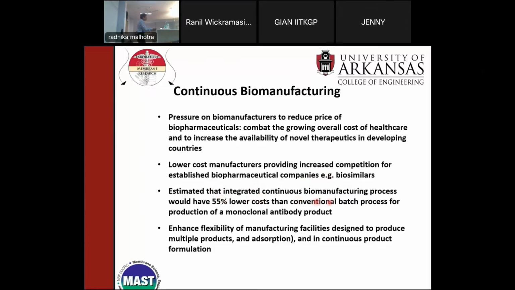Estimated integrated continuous biomanufacturing processes, this is very important, would be 55% lower cost for production of monoclonal antibody products. And that's an estimate. Yes, that's a huge reason to start working on continuous biomanufacturing. You can see 55% of the cost. And on top of all the other benefits like uniform product quality, enhanced manufacturing facility design to produce multiple products, and so forth.